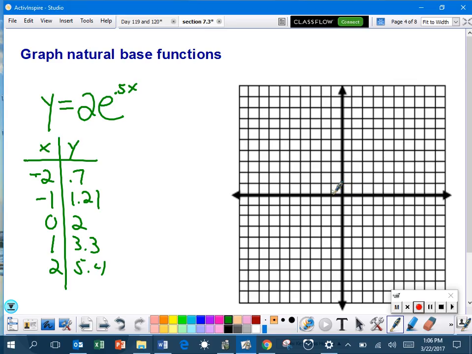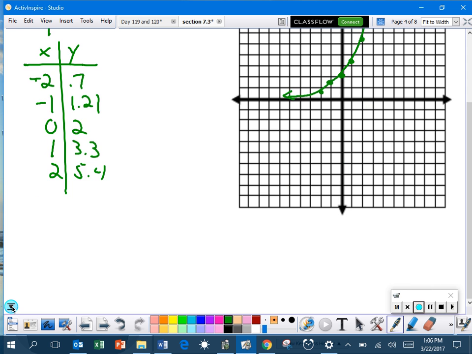So negative 2, 0.7, that's up just a little bit. Negative 1, up 1.21. 0, 2. 1, 3.3. 2, 5.4. Okay, just a rough estimate. And then it goes in both directions, a curved line going up and a curved line going to the left. Okay, so nothing different there. It's exactly the same as chapter 7.1.